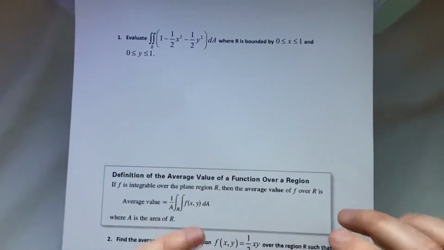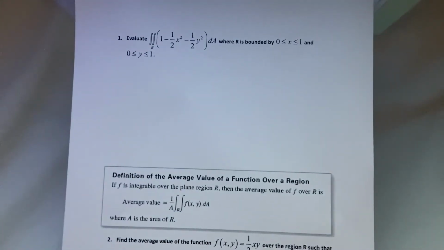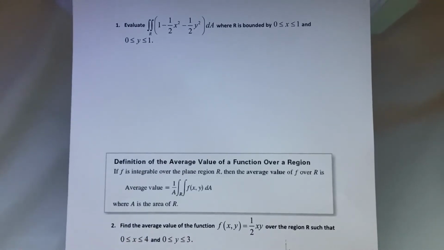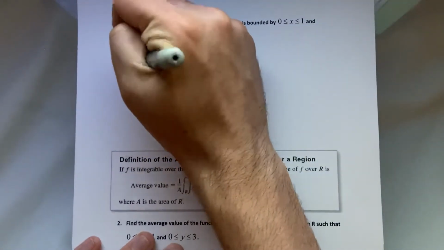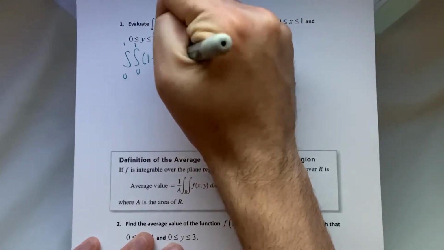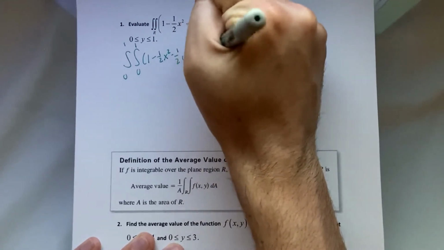So let's look at what that will look like if we're just evaluating first. Evaluate the double integral of 1 minus 1/2 x squared minus 1/2 y squared dA, where R is bounded by x between 0 and 1, and y between 0 and 1. The order here probably should not matter, as x and y are identical and they're both bounded by a constant, not a function. So let's go ahead and do y first. So we have 1 minus 1/2 x squared minus 1/2 y squared dy dx.